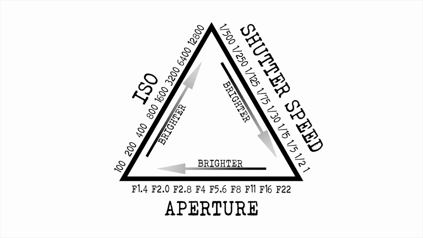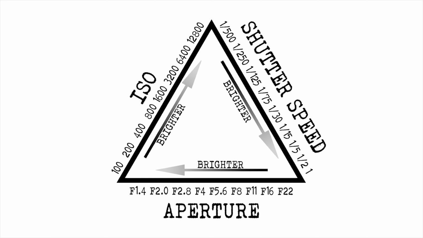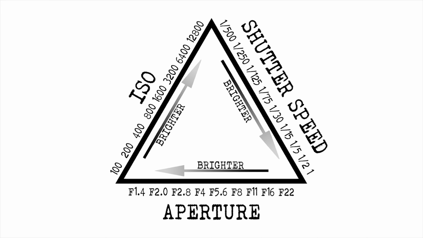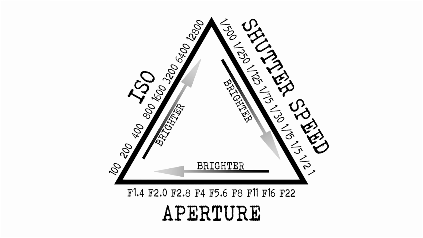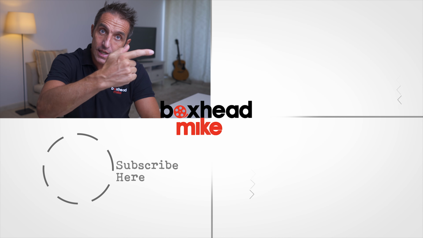And the same applies if you sped up the shutter speed, or changed the aperture or the ISO. You'd have to change the other two settings to compensate. So as you can see, the exposure triangle is a simple image to show you this relationship between your principal settings. And that's all it is. Nothing more, nothing less.